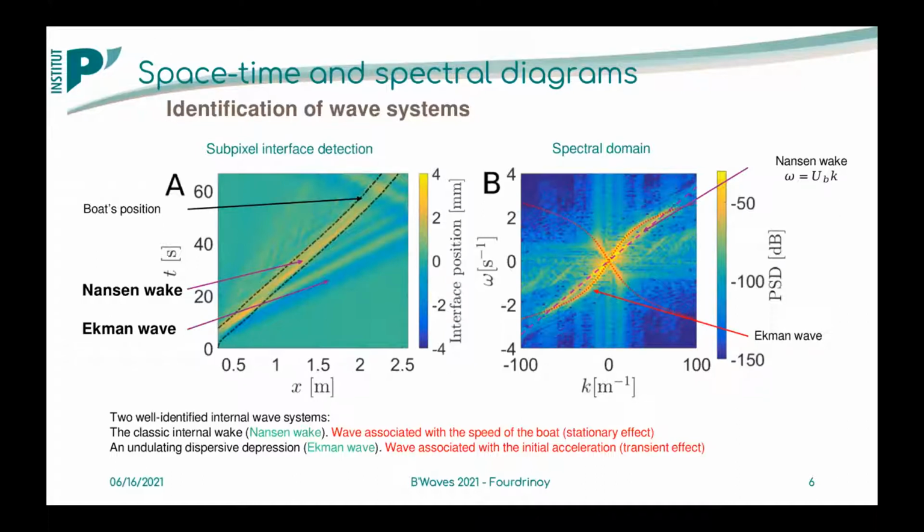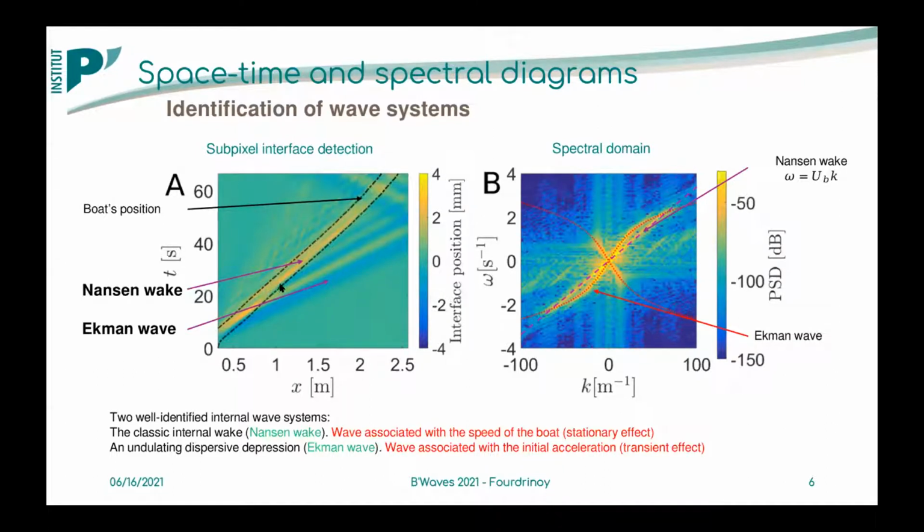We were interested in the interface's deformation, so we use a subpixel interface position measurement method, which can measure deformations of the order of 10 micrometers. On this slide, you can see on the left the space-time diagram of the deformation in a subcritical case. In black is represented the position of the boat. We observe two wave systems. The first is what we will call the Nansen wake.